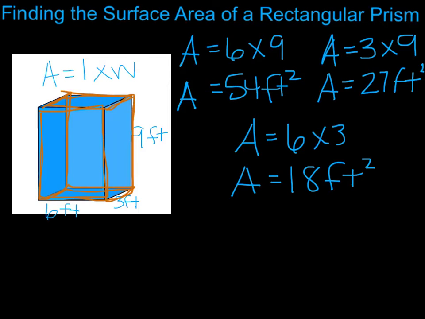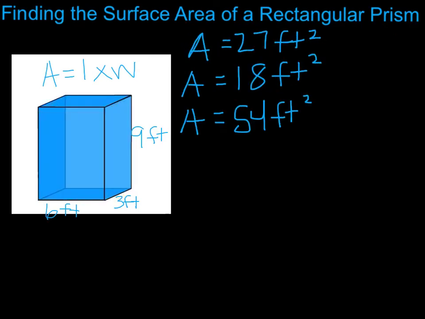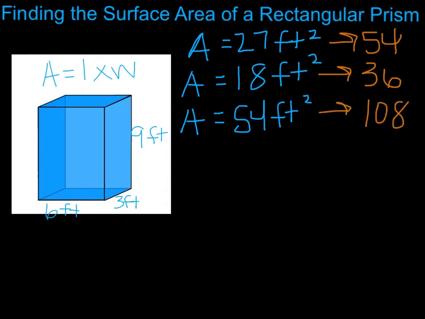What do I need to do next? I know that a rectangular prism has a total of 6 sides: 1, 2, 3, 4, 5, and 6. I know that 2 of those sides are 27 feet squared, 2 of them are 18 feet squared, and 2 of them are 54 feet squared. So the first thing I'm going to do is multiply each of these 3 answers by 2. 27 becomes 54. 18 becomes 36. And 54 becomes 108.